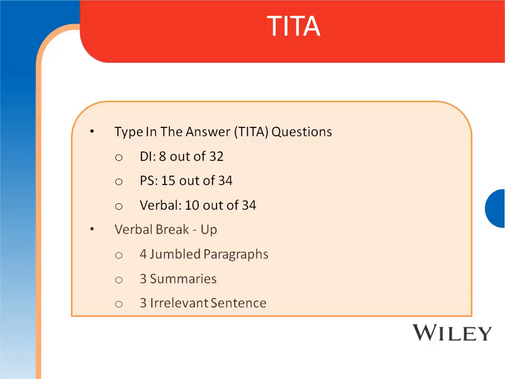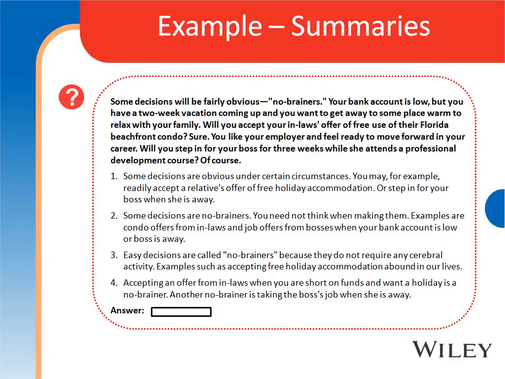In the verbal section, there were 4 questions of jumbled paragraphs that were of TITA type, 3 summaries and 3 irrelevant sentences. Now before we understand how it works, let's see examples for each of them. Here is a summary example. As you can see, you have the paragraph and you have 4 summaries. In type in the answer, you just have to type which of the summaries was actually an answer, which is more or less similar to marking an option.